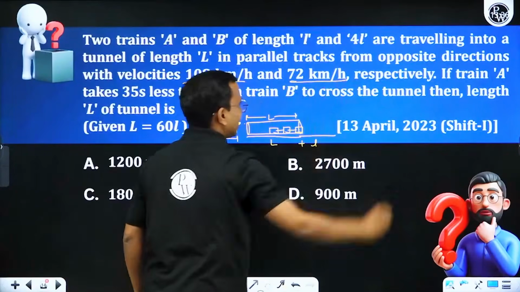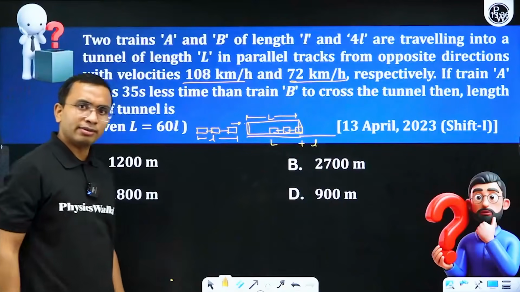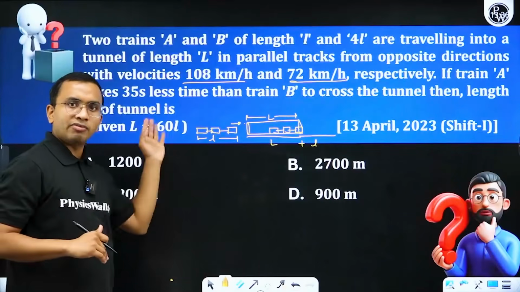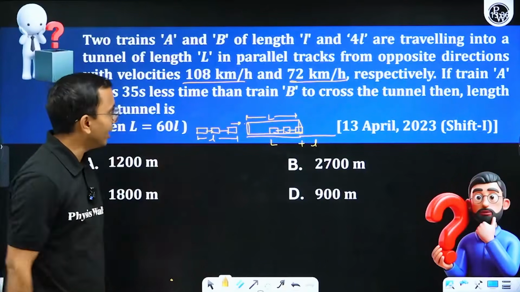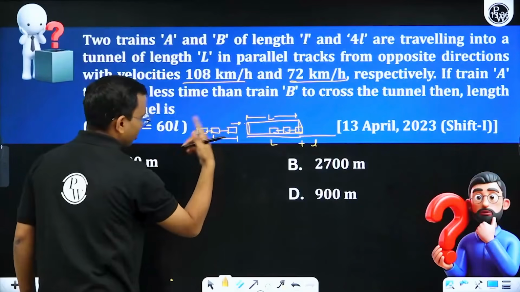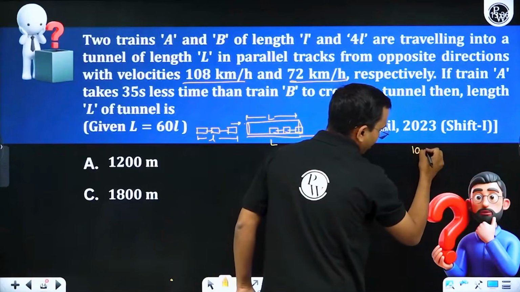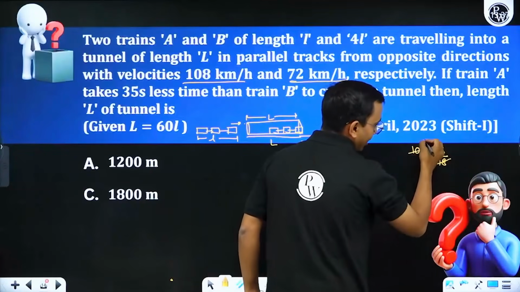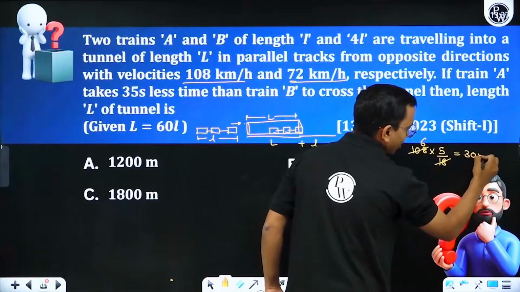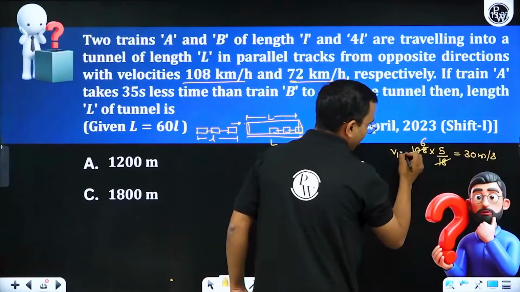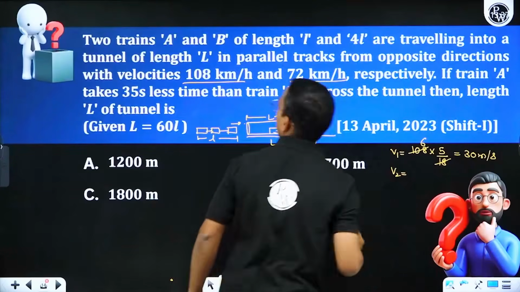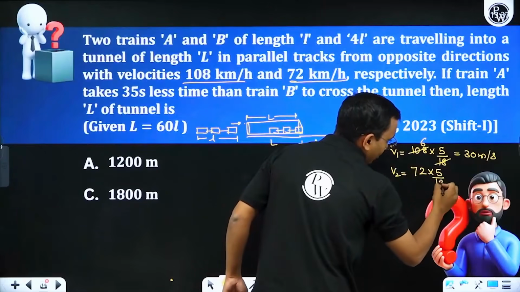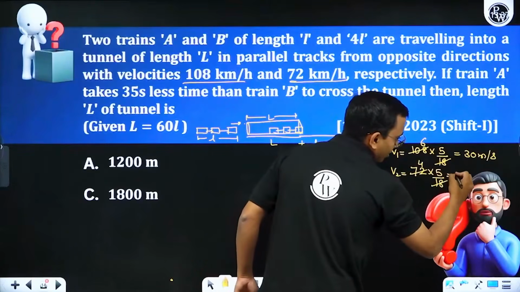How do we convert from kilometer per hour to meter per second? You know that we multiply with 5 by 18. Kilometer we convert to meters and hour we convert to seconds, so that fraction becomes 5 by 18. So if I find this velocity, that is 108 into 5 by 18. 18 into 6, so this becomes 30 meter per second. This is my V1. And what is V2? That is 72 kilometer per hour. So 72 into 5 by 18, this is 18 into 4, so this is 20 meter per second.